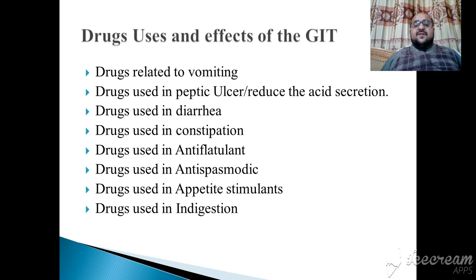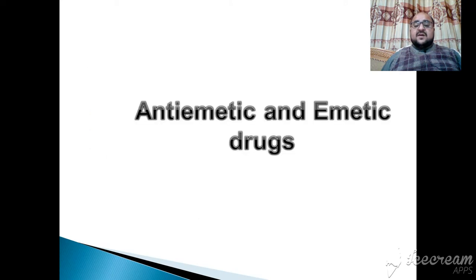Drug uses and effects on the gastrointestinal tract: drugs related to vomiting, drugs used in peptic ulcer to reduce the acid secretion, drugs used in diarrhea, drugs used in constipation, antiflatulants, antispasmodics, appetite stimulants, and drugs used in indigestion. So all these are the drugs which are used in gastrointestinal disorders.